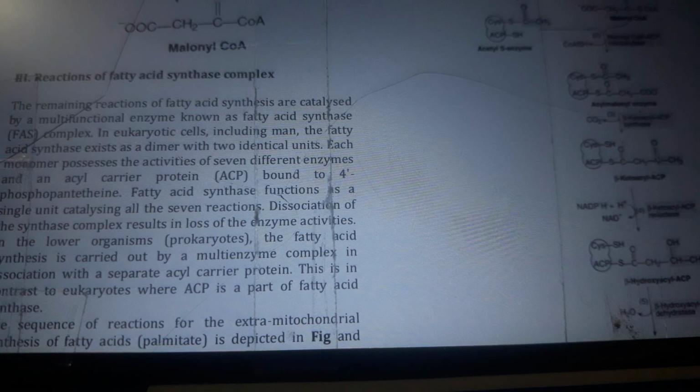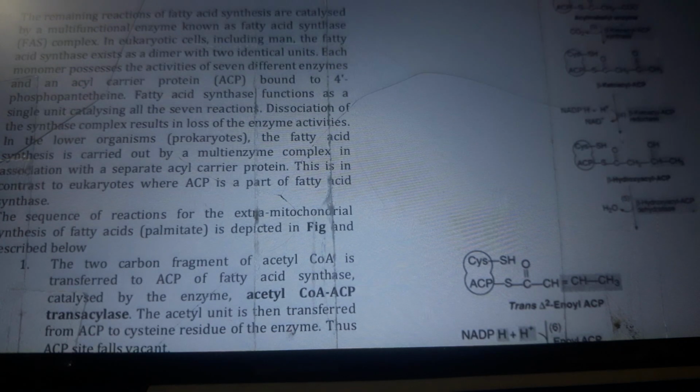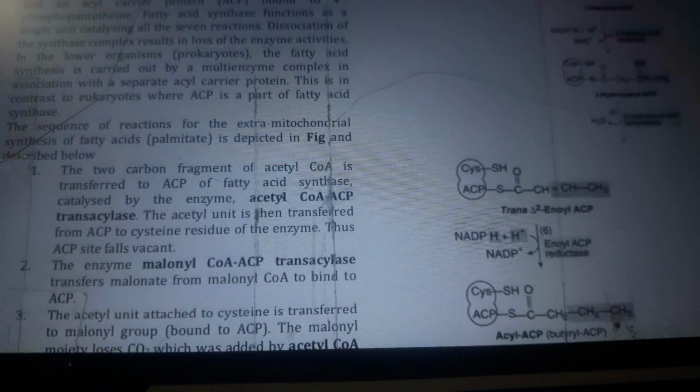Reactions of fatty acid synthase complex. The remaining reactions of fatty acid synthesis are catalyzed by a multifunctional enzyme known as the fatty acid synthase (FAS) complex. In eukaryotic cells, including man, the fatty acid synthase exists as a dimer with 2 identical units. Each monomer possesses the activities of 7 different enzymes and an acyl carrier protein, ACP, bound to 4'-phosphopantetheine. Fatty acid synthase functions as a single unit catalyzing all the 7 reactions.